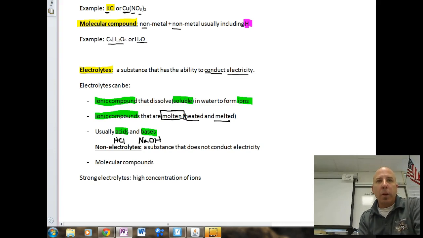So next up, let's talk about a non-electrolyte. This is something that will not conduct electricity.